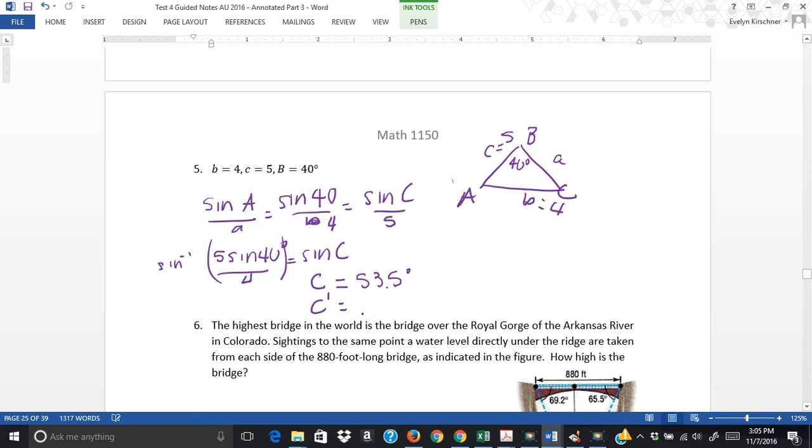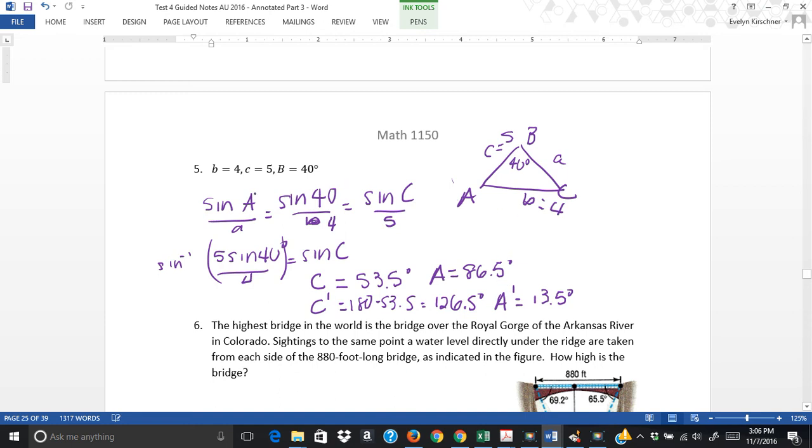Well, C prime is 180 minus 53.5, which is 126.5 degrees. Now, 126.5 plus 40 is less than 180, so there are actually two triangles. So if I use this C, my A, which is I add 40 and 53.5 and subtract that from 180, my A is 86.5. And my A prime for my other one, again, 126.5 plus 40, subtract that from 180, and I get 13.5 degrees. Remember, A plus B plus C all have to equal 180, so you can check that.